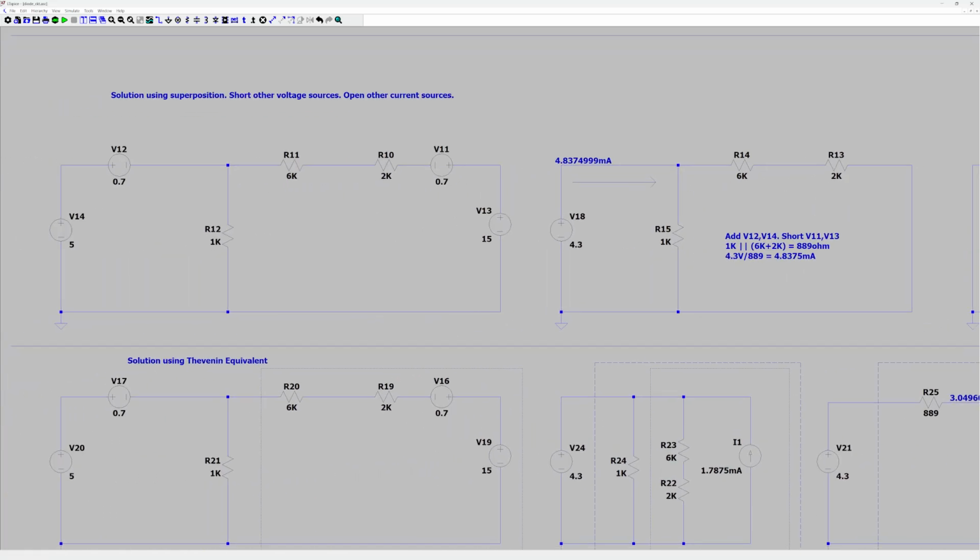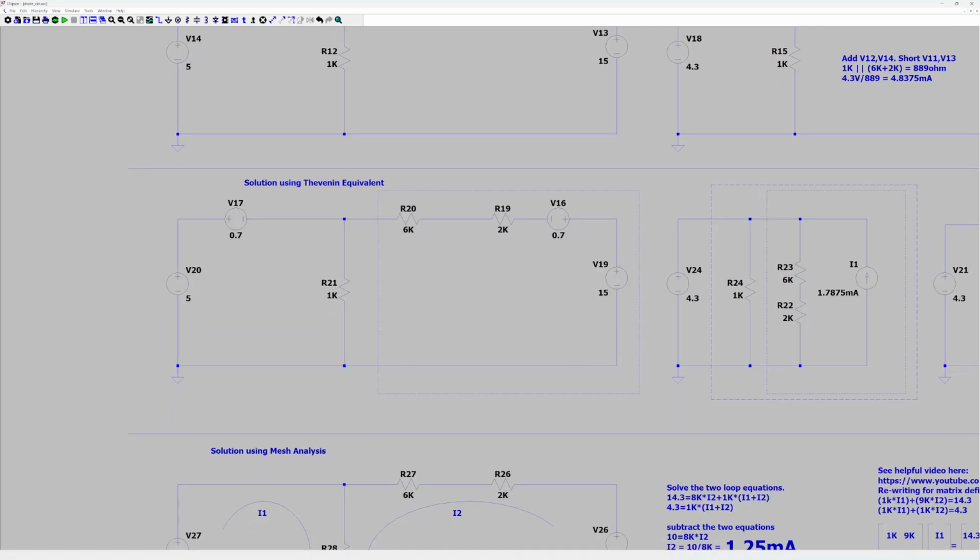The other way you can solve problems like these is with Thevenin equivalent circuits. So you can convert voltage sources with a series resistance into a current source with a parallel resistance. And basically what's inside the dotted box here would look the same to the outside world. You couldn't tell which is which.